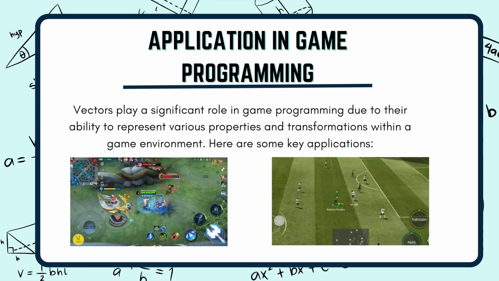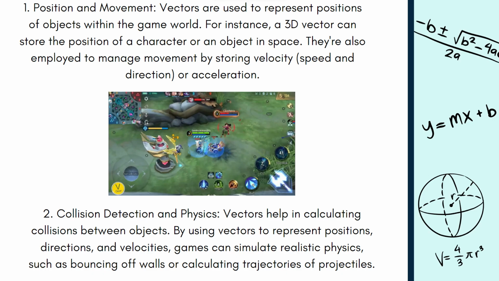These are the applications in game programming. Vectors play a significant role in game programming due to their ability to present various properties and transformations within a game environment. Here are some key applications. For the first one, position and movement. Vectors are used to represent position of objects within the game world. For instance, a 3D vector can store the position of a character or an object in space. They are also employed to manage movement by storing velocity, speed and direction, or acceleration.